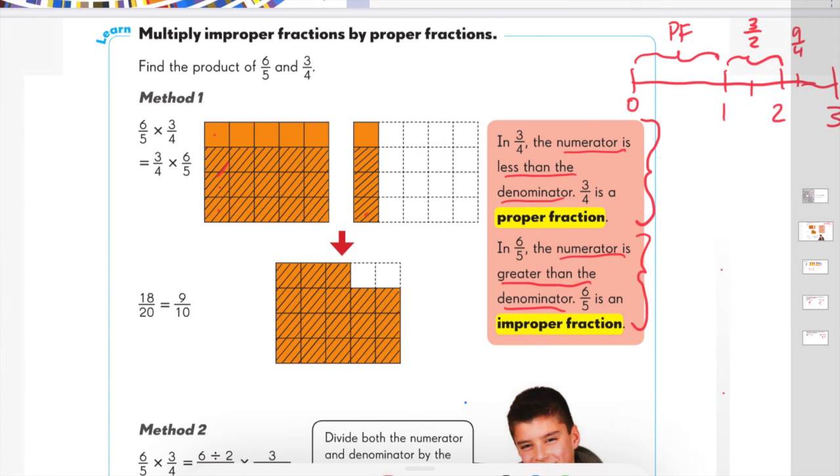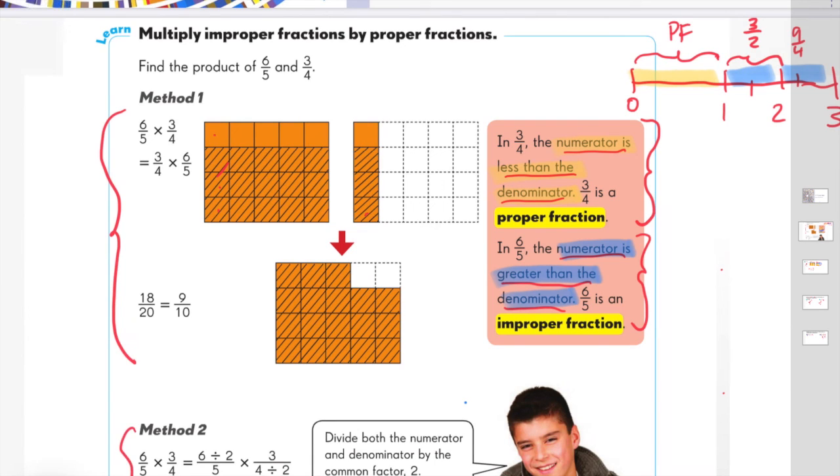So just to recap, in this lesson you learned that proper fractions are fractions where the numerator is less than the denominator, and these fractions occur between 0 and 1 on the number line. And we learned that fractions where the numerator is greater than the denominator are called improper fractions, or fractions greater than 1, and these numbers occur between the whole numbers on the number line. We looked at what multiplying improper fractions by a proper fraction looks like using a model. And we looked at what it looks like just using the standard algorithm.